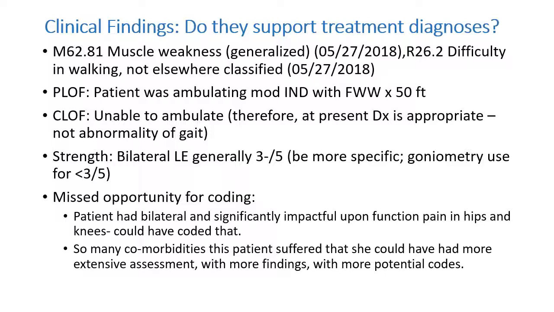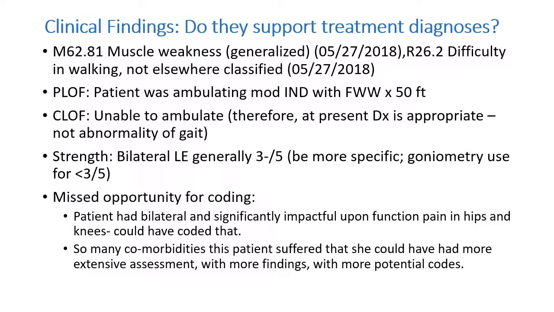So here we had a patient that was fairly high level with bed mobility and transfers, modified independent, and then modified independent for ambulation with front-wheeled walker times 50 feet. So they were fairly debilitated in the ambulation category. Now let's look at what's going on with them. They're unable to ambulate. So therefore, at present, when we go back to these diagnoses, difficulty in walking is appropriate. But if they're not able to ambulate, then we cannot possibly look at gait abnormality. It's not a possibility to evaluate it. So that would not be an appropriate diagnosis.